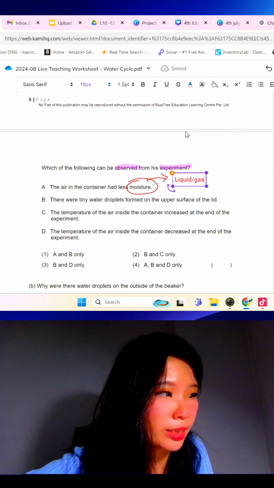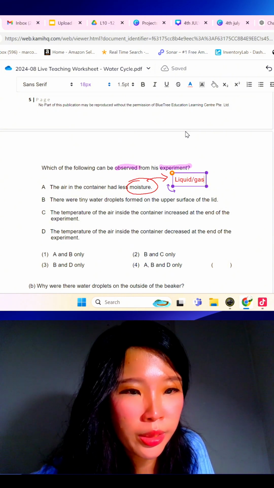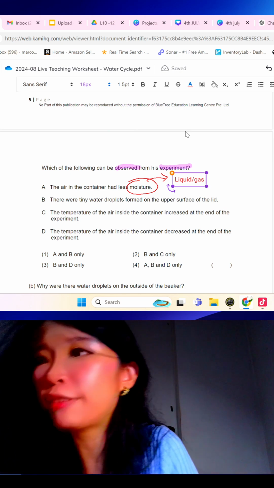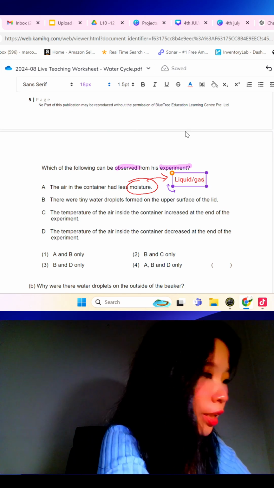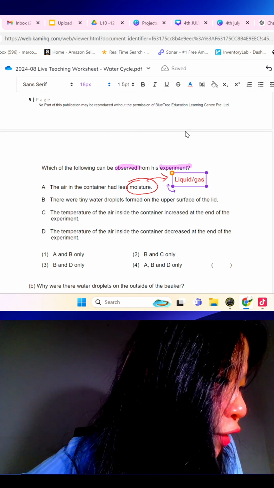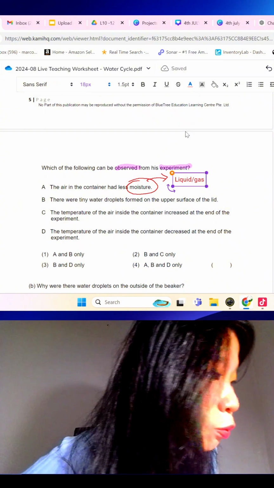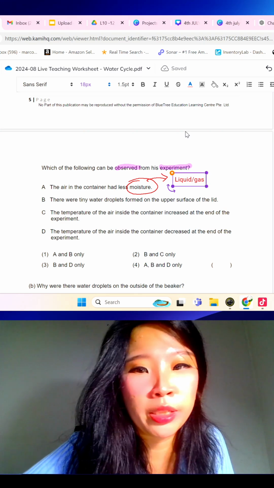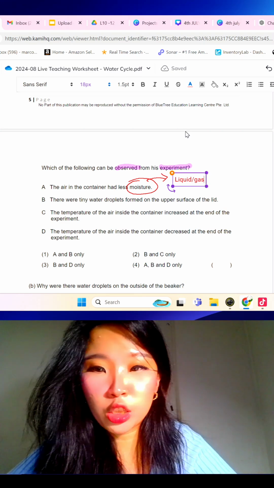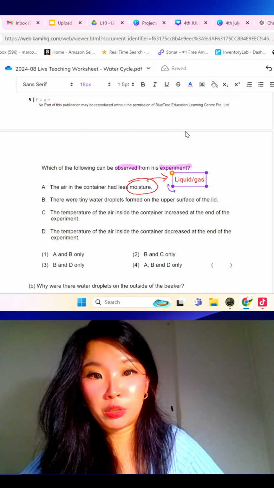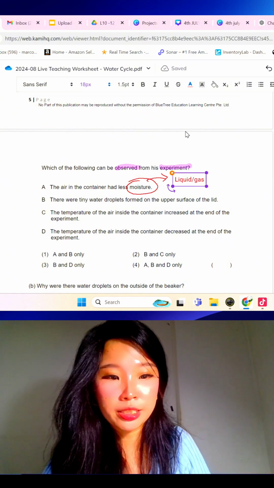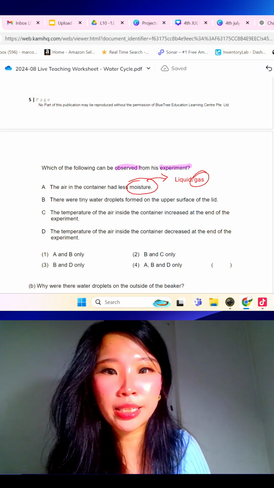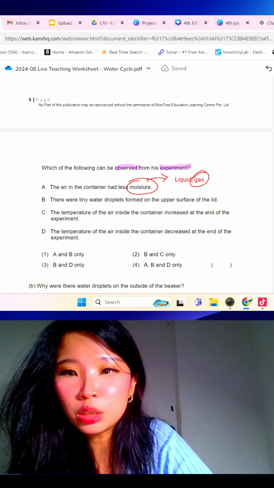Liquid. Gas. Liquid, gas. Okay, so moisture, right? I got this thing for y'all. I wrote it down here. Moisture in humid air can be in a gaseous state, which is water vapor, or a liquid state, which is minuscule water droplets. But in this case, we are talking about water vapor here. So liquid, gas, water vapor condenses because airtight. So A is correct.